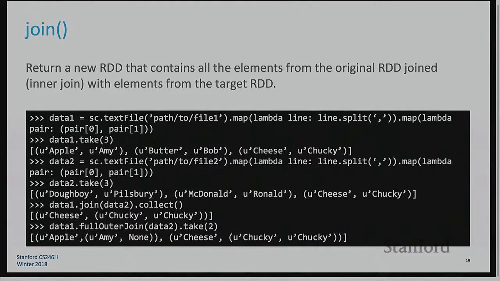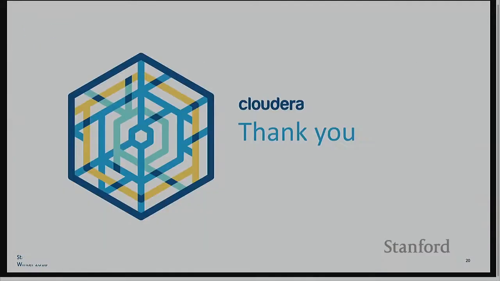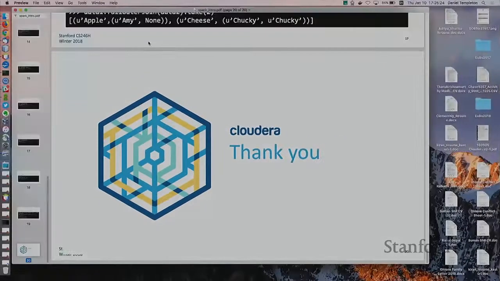In 246H, we will get into how you would do this in MapReduce. This one line of Spark is hundreds of lines of MapReduce. So this is why Spark is more popular. All right, so that's the quick run through.